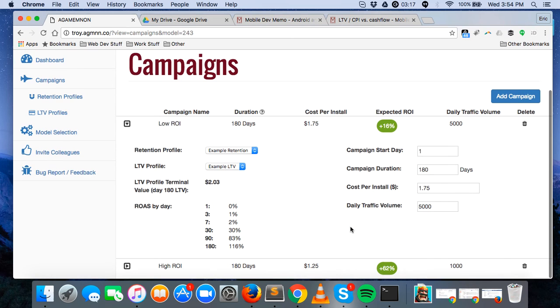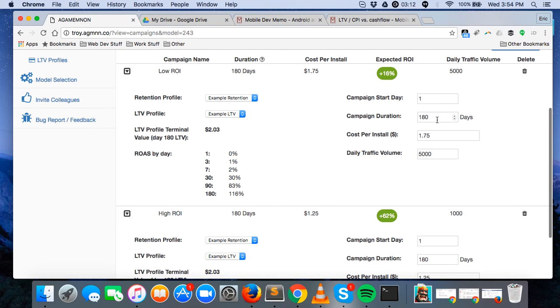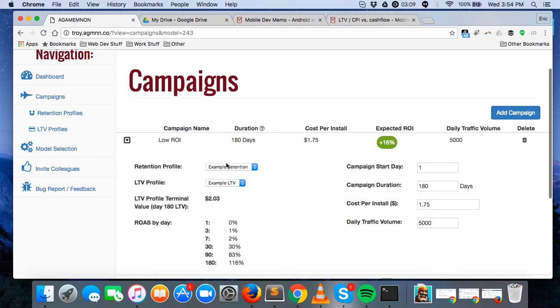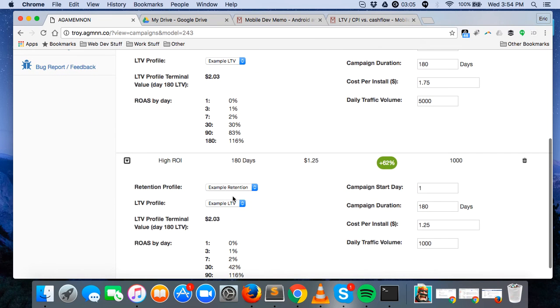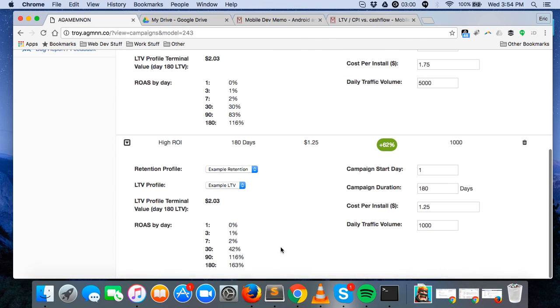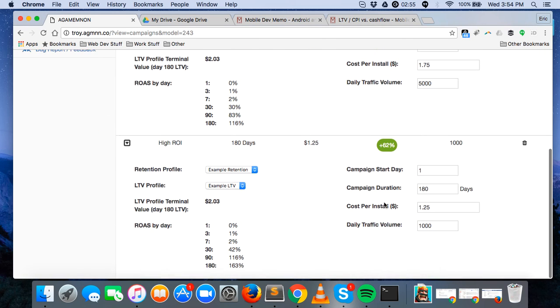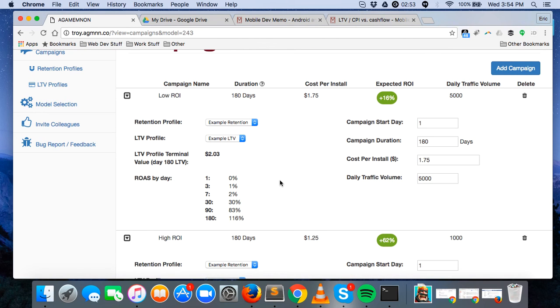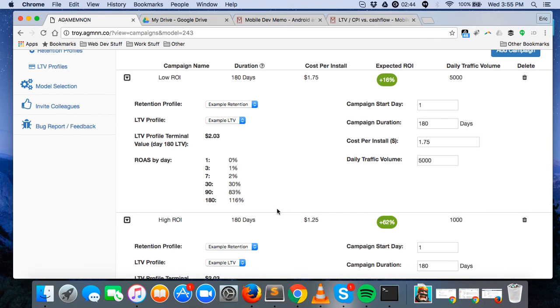If we dig a little bit deeper, we see that they both start on day one and run for 180 days. They have the same underlying performance, so they both run on the same retention and LTV curve, and both produce $2.03 of 180-day LTV. The only difference is that the cost per install drives the return on ad spend lower on the low ROI campaign, which makes intuitive sense, right? You're paying more for the same thing, even though it's still profitable. You're just getting a lower return on it.